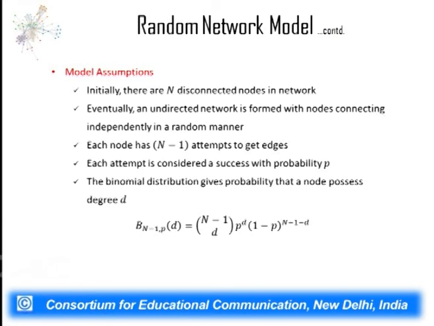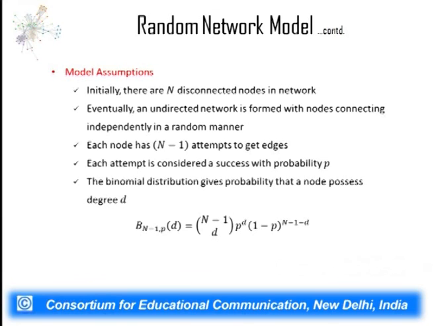Now what happens? A node will try to have links, that is, it will try to have edges with the rest of the network having n minus 1 nodes. So a particular node can have how many neighbors? At most they can have n minus 1 neighbors by linking with n minus 1 edges with them.